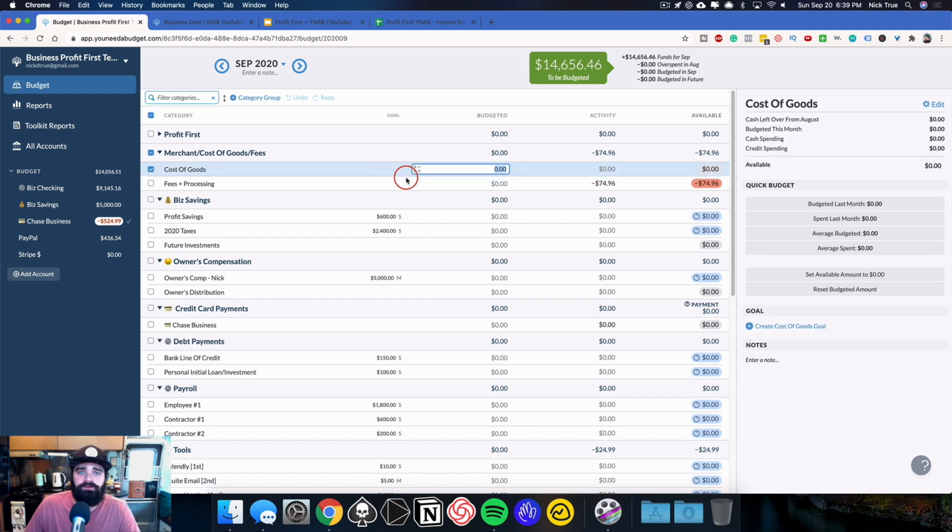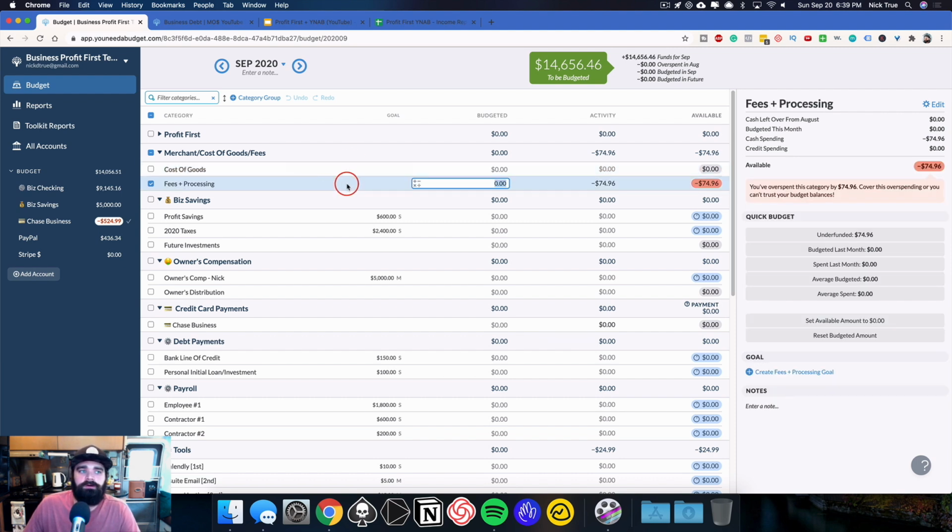And this is where, if you've got a physical products business and you've got a lot of cost of goods associated with selling your products, you'll want to have a line item for that. If you are tracking credit card fees or processing fees, you'll want to add a line for that. We're going to take this money out before we run our Profit First routine. I'm going to get to that here in a second.